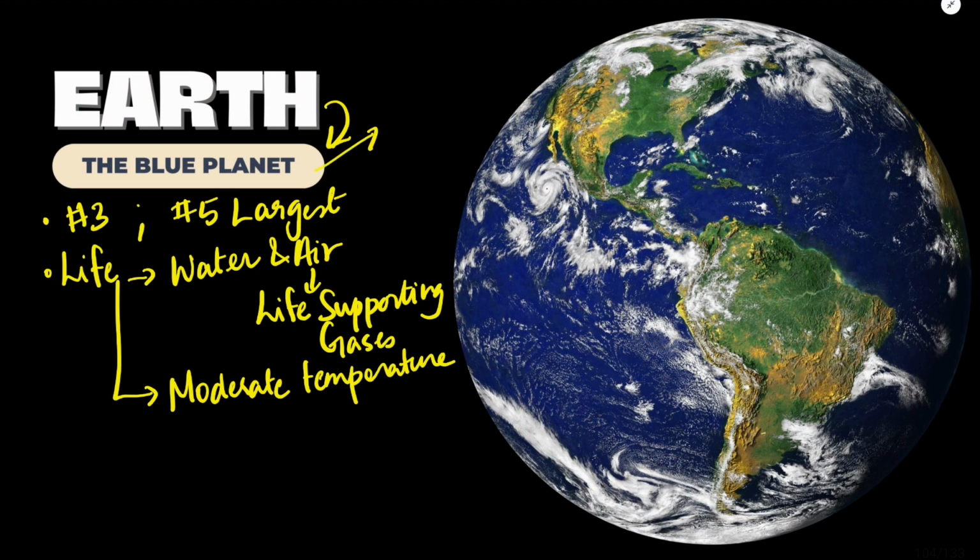The Earth is called the blue planet because 2/3 of the Earth's surface is covered by water. Oceans reflect sunlight, making the Earth appear blue from space.